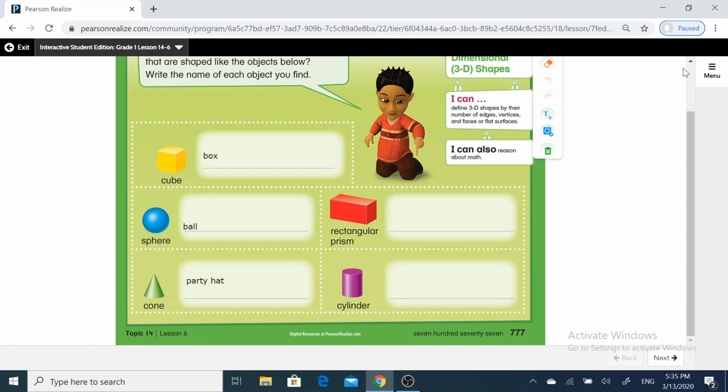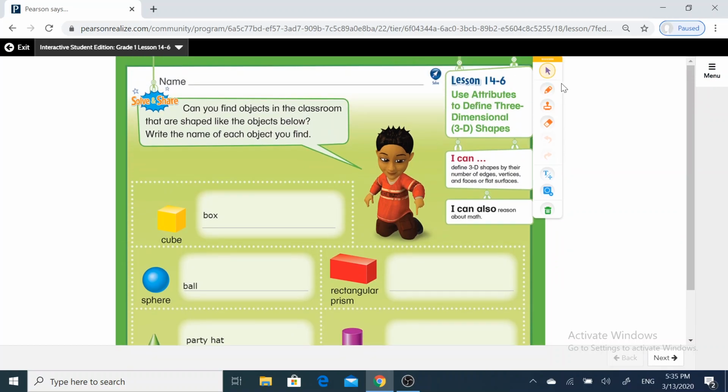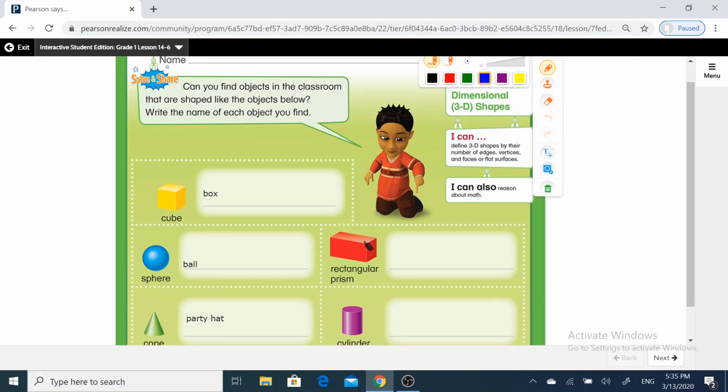Look at the rectangular prism here. Look at the corner, very good. We have one, we call it vertex. Two, 3, 4. I have more than 4 vertices. Yes, 5, 6, 7. And we have another one here corresponding to this vertex. So we have 8 vertices in a rectangular prism.